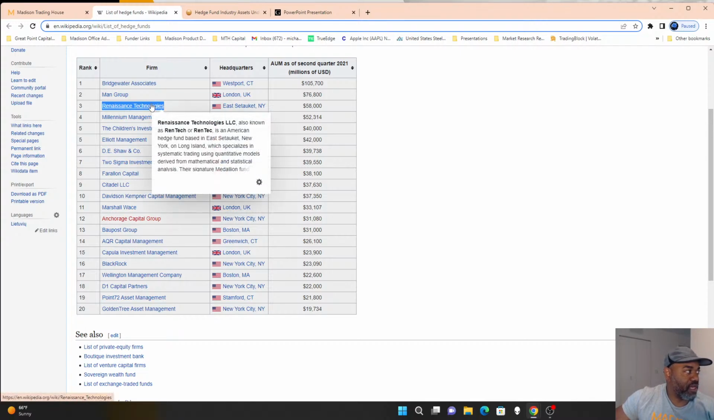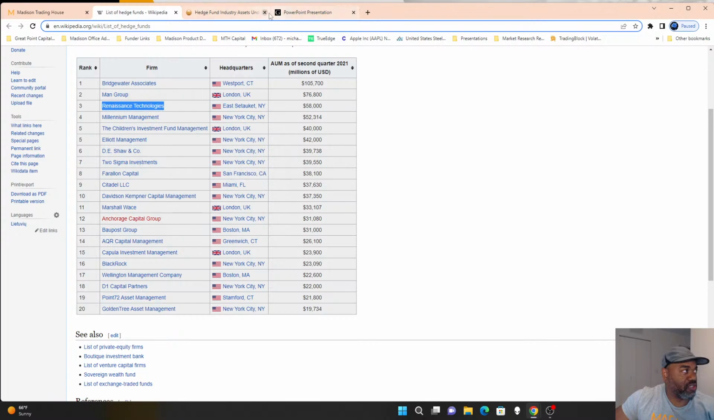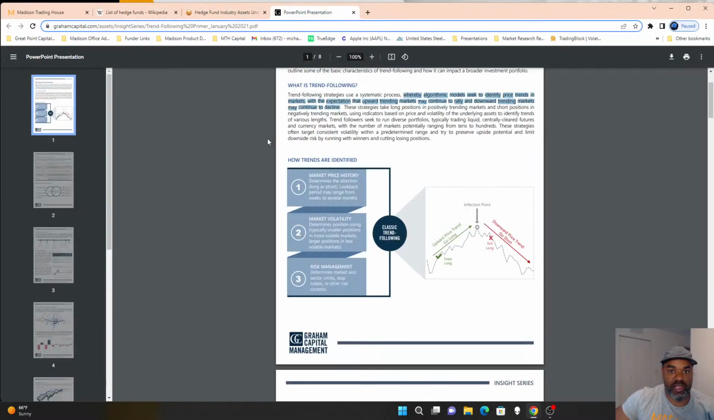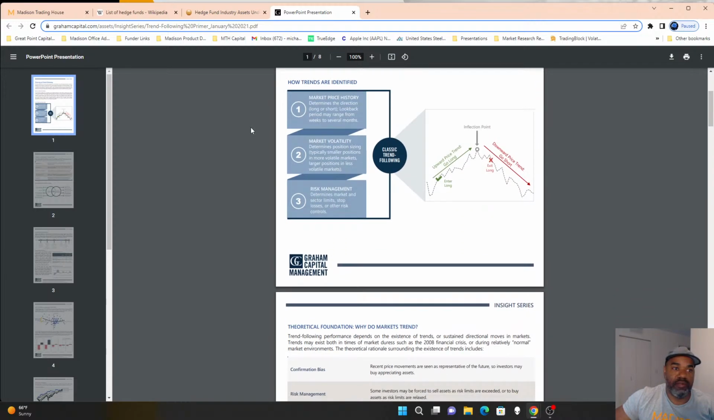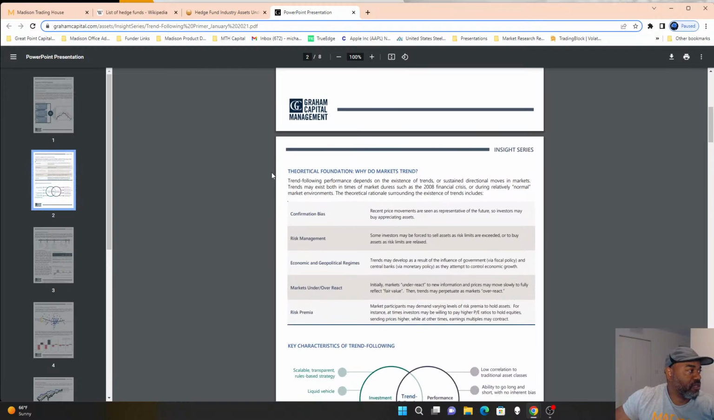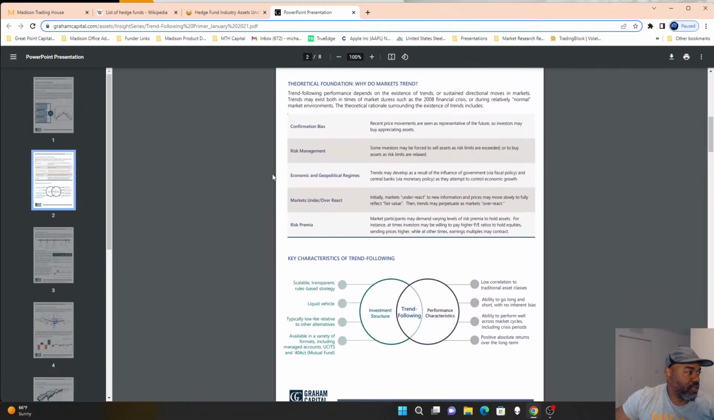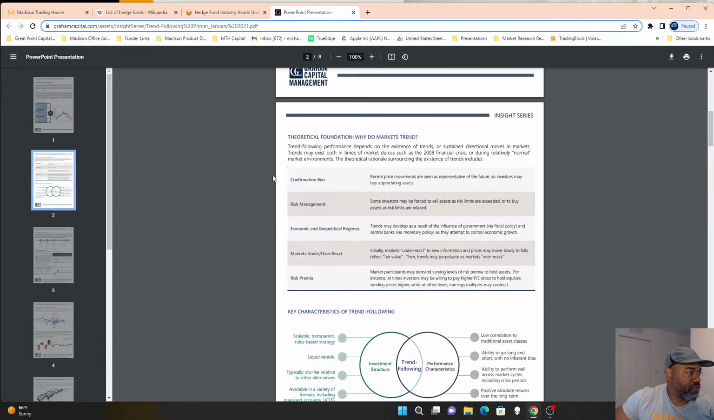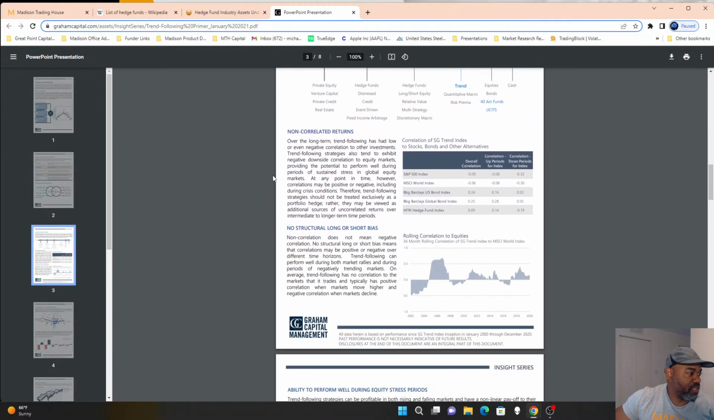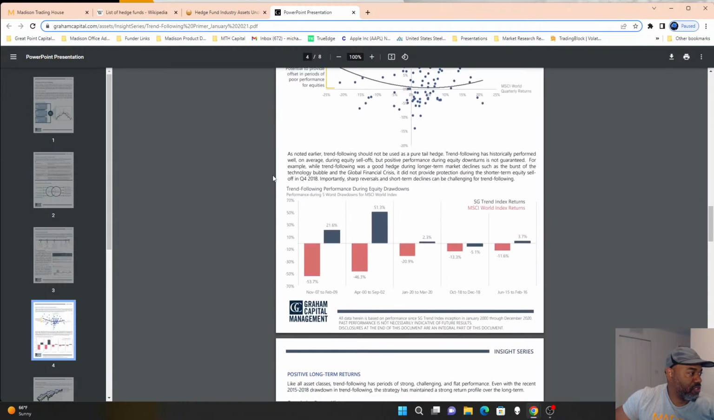So with that in mind, Renaissance Technologies is an extremely sophisticated and extraordinarily successful version of what Graham Capital is attempting to do. In other words, Graham Capital is not successful to the level of Renaissance Technologies, which is why they don't have as much money. Nowhere close. So I'm not going to get into all the details, but I wanted to go over one thing they specifically say in here that I thought was interesting.